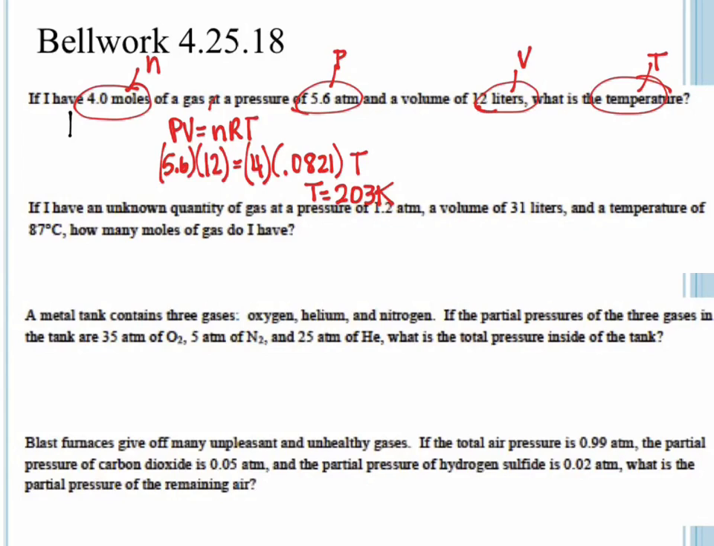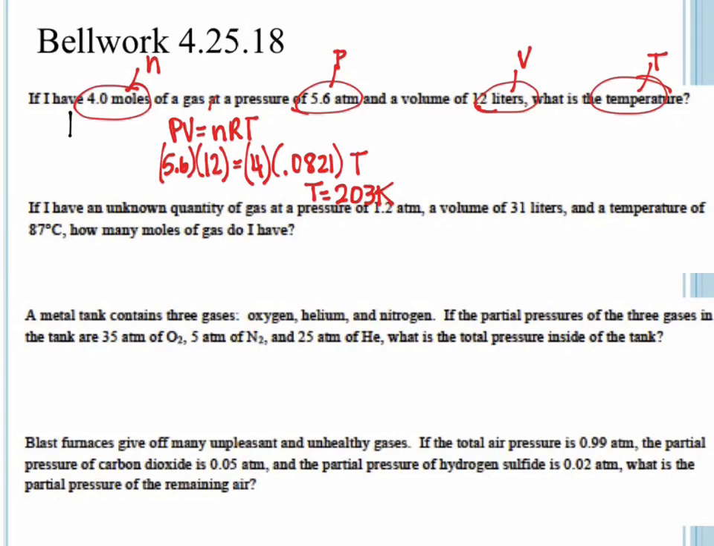So I did the 5.6. I set it up just like that, and then divided by that, and I got 204 point whatever. Okay, that's fine. But I thought we had to add 273. No, because it doesn't say. If it was said in Celsius, then we would add 273.